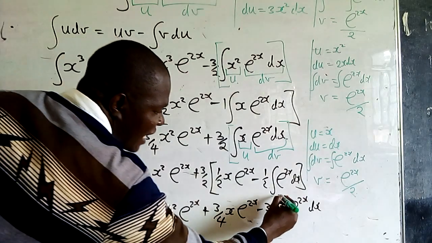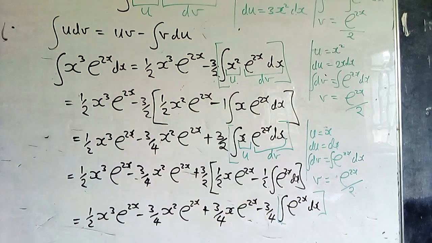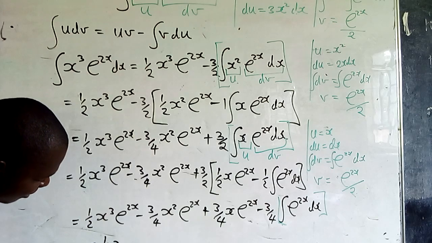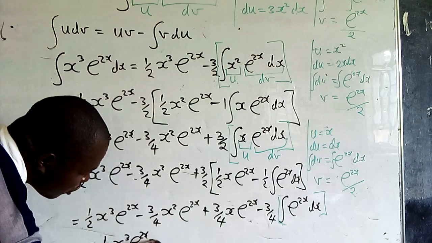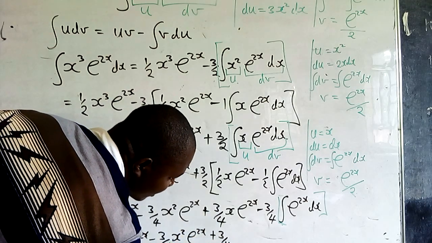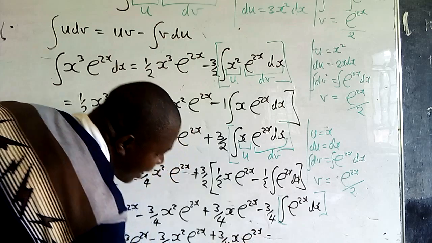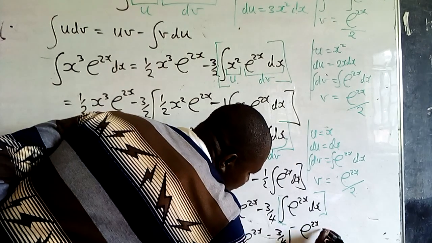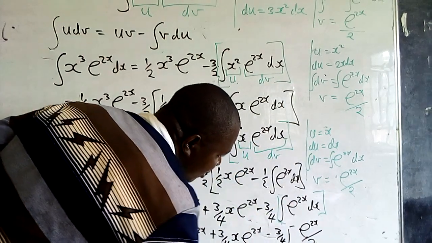Yes. So you now put bracket where you want to integrate. That is what you want to integrate. So if you integrate exponential 2x dx, what do you get? So we are now going to have a half x cubed exponential 2x minus 3 over 4 x squared exponential 2x plus 3 over 4 x exponential 2x minus 3 over 4 into, if you integrate this, you get exponential 2x, then you divide by the derivative of the inner function, which must be a constant, isn't it?